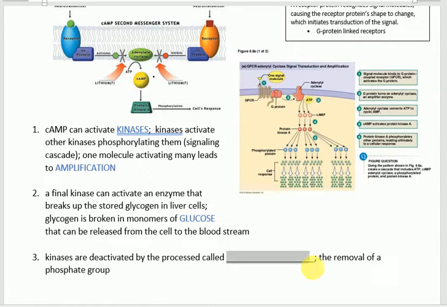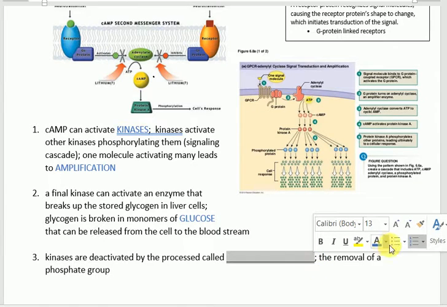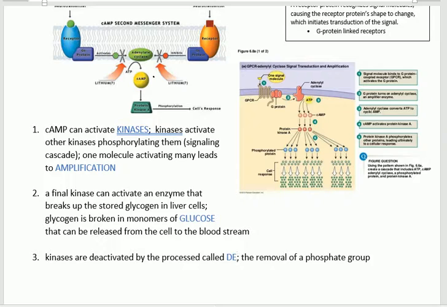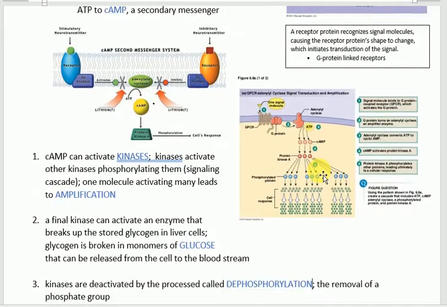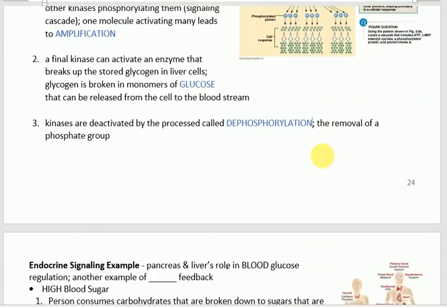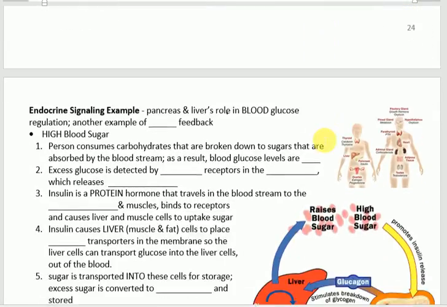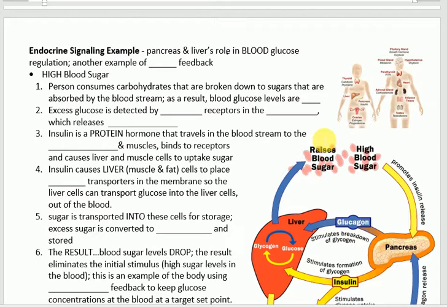And then we know that kinases are deactivated by a process called dephosphorylation because it removes that phosphate group. Make sure that you take a moment to review these diagrams. Go back into our previous lectures if you're not familiar with cyclic AMP.